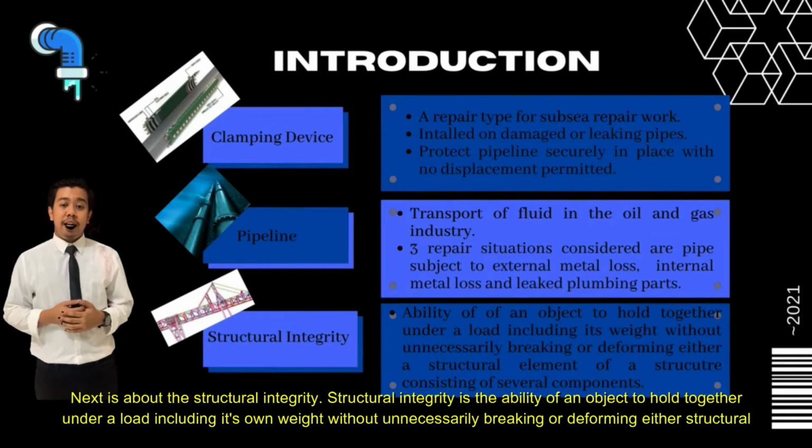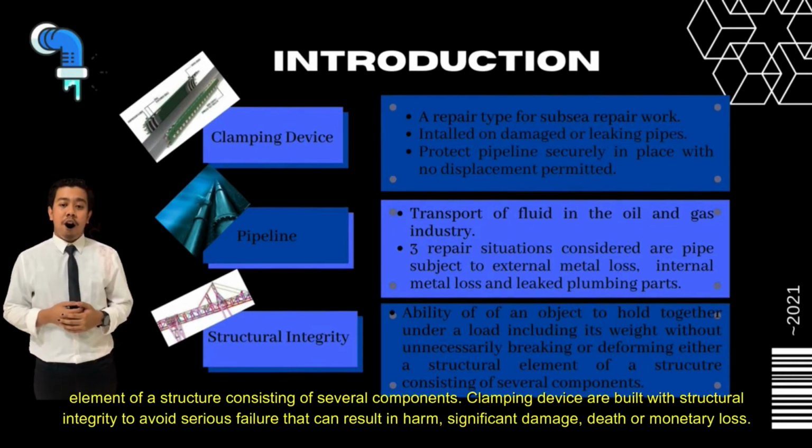Next is about the structural integrity. Structural integrity is the ability of an object to hold together under a load, including its own weight, without unnecessarily breaking or deforming, either a structural element or a structure consisting of several components. Clamping devices are built with structural integrity to avoid serious failure that can result in harm, significant damage, death, or monetary loss.